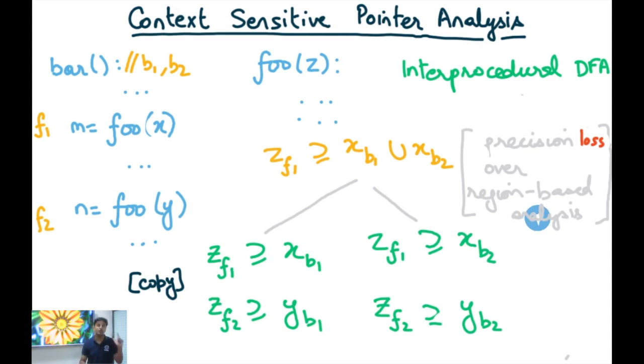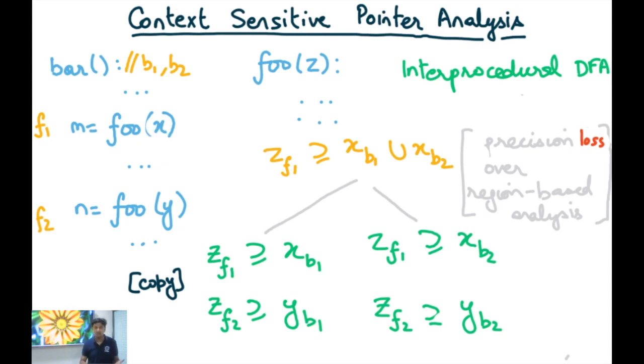For example, in contrast, if I was using a region-based analysis, then I would have tracked these separately. For example, I would say XB1, then execute the transfer function of foo on XB1 as though it's completely executing in isolation, and that would have transferred the value to M, whatever it is. So I would have treated foo as completely different functions in context B1 and B2, as though the whole function foo is inlined separately for B1 and B2.